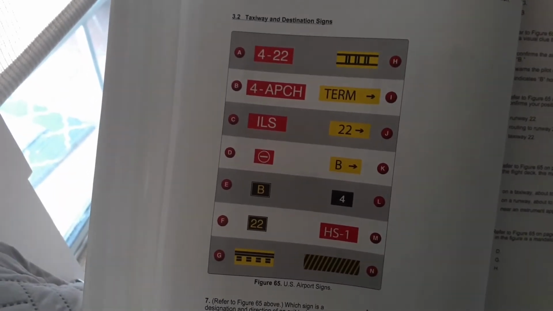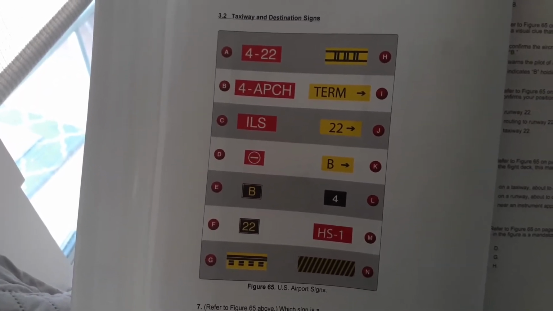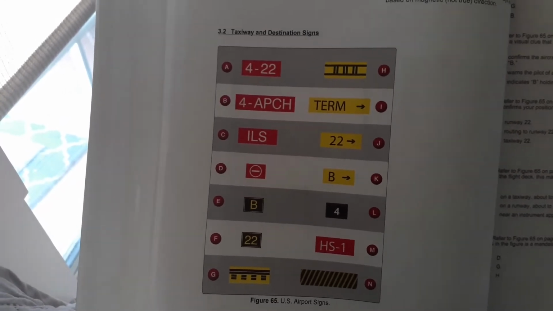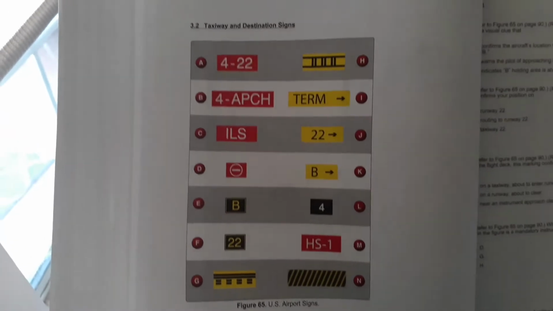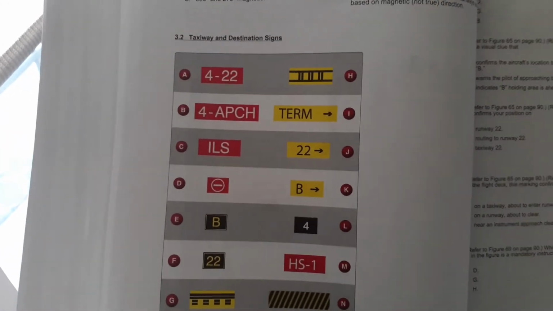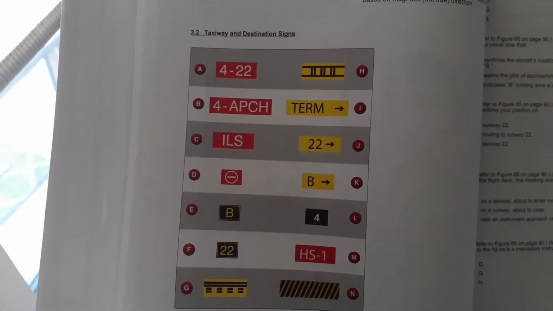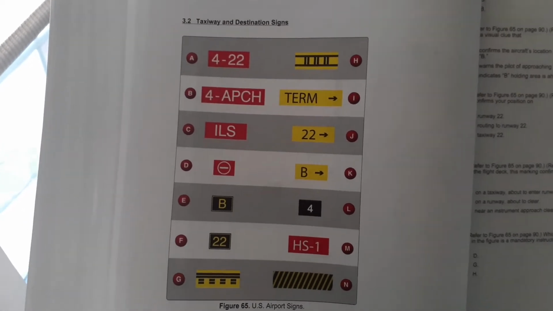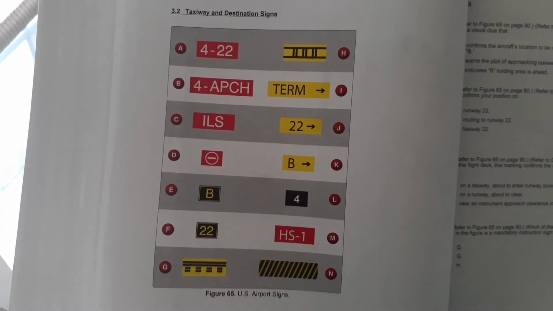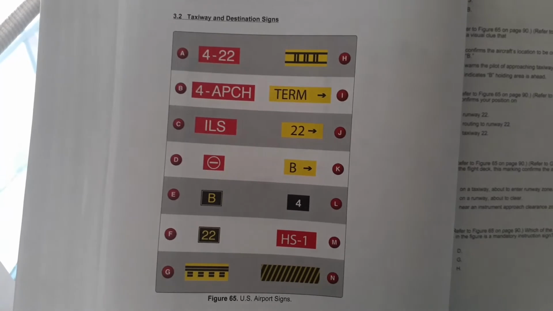Question number 11. Refer to figure 65 on page 90. Refer to letter G now. From the flight deck, this marking confirms the aircraft to be A, on a taxiway about to enter the zone, B, on a runway about to clear, or C, near an instrument approach clearance zone. Question again. From the flight deck, this marking confirms the aircraft to be B, on a runway about to clear.